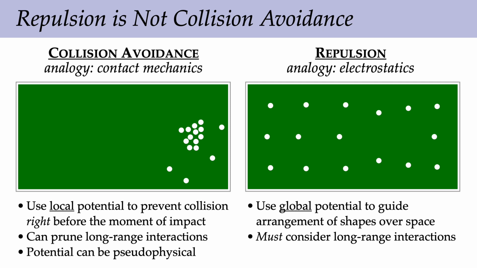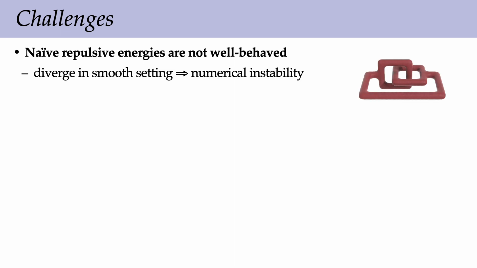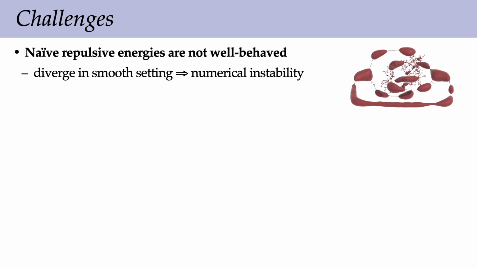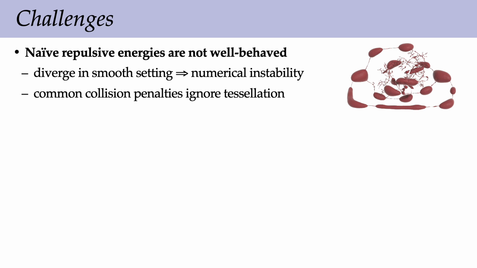Likewise, the potentials we use for contact are kind of pseudo-physical. They're kind of a numerical device used to enforce inequality constraints, whereas to get nice-looking repulsive curves and surfaces, we're going to need to really start with a smooth energy and apply a principled discretization. So with this new problem comes some new challenges. For instance, if we just try to naively apply the same energies we use for points to curves and surfaces, the energy diverges, leading to severe numerical instability and inconsistency with respect to tessellation.